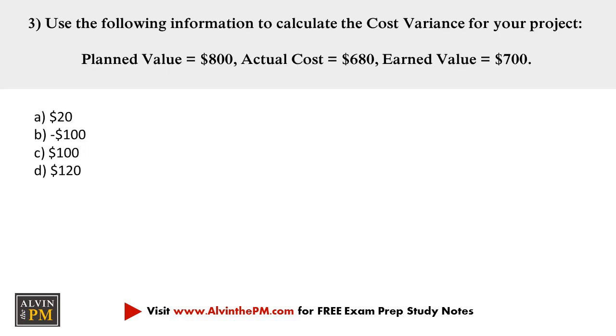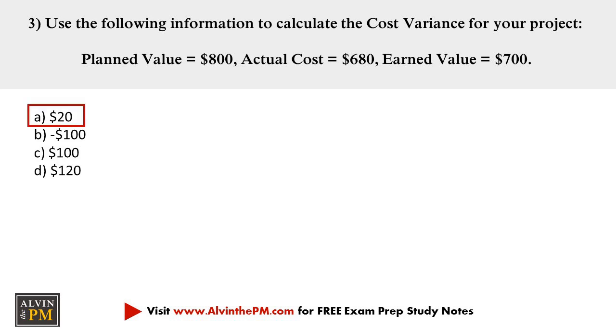Question 3. Use the following information to calculate the cost variance for your project. Planned value is $800, actual cost is $680, and earned value is $700. Is it A. $20, B. -$100, C. $100, or D. $120? Pause the video and we'll reveal the correct answer in a couple seconds.